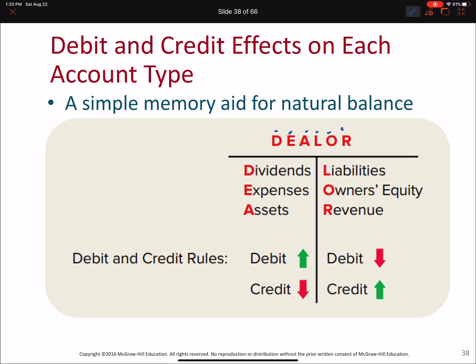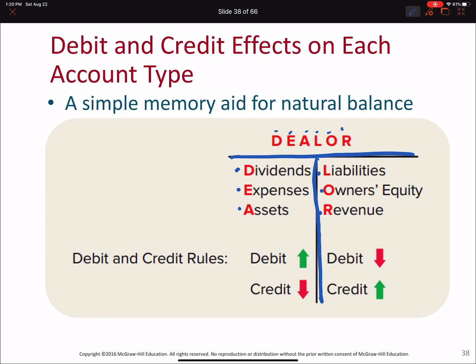What it does is it helps you by remembering you can draw a T account. Right, here we've got our T. And then you can write out DEA on the left, LOR on the right. From there you can remember the D stands for dividends, E expenses, A assets, L liabilities, O owner's equity or stockholders' equity, R revenue. So you might be like, well, that's great. I can remember the word DEALOR. I can remember the DEAs on the left, the LORs on the right, but how does that help me?